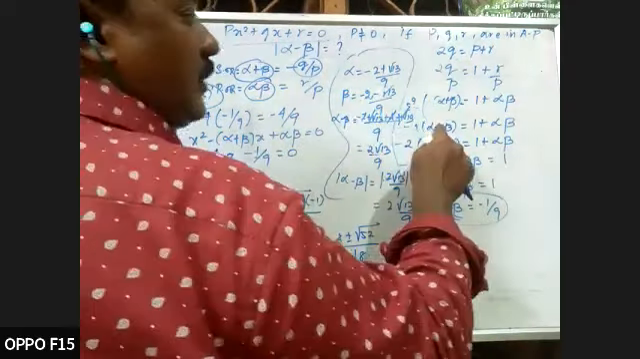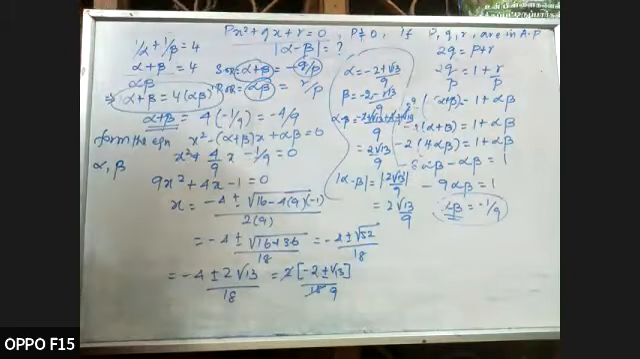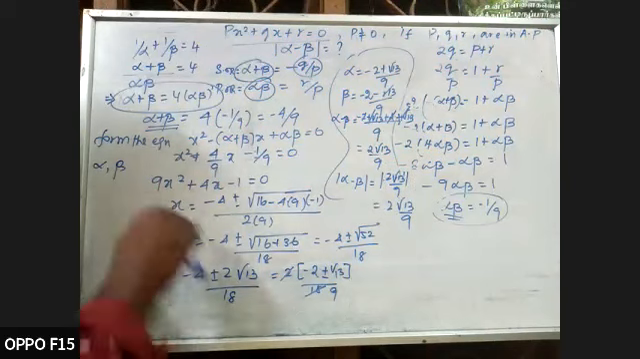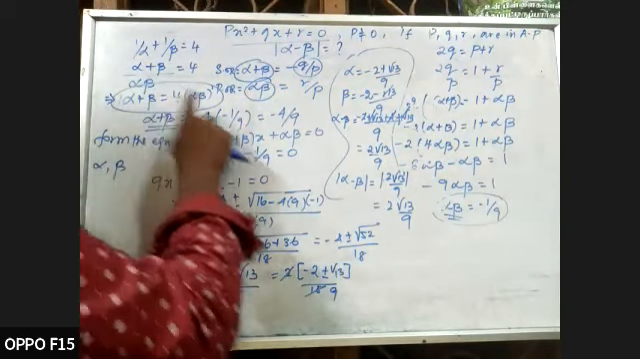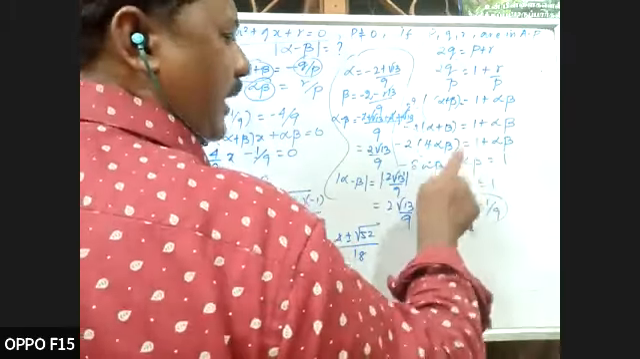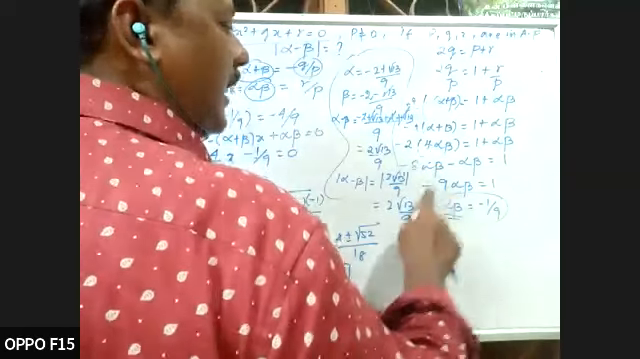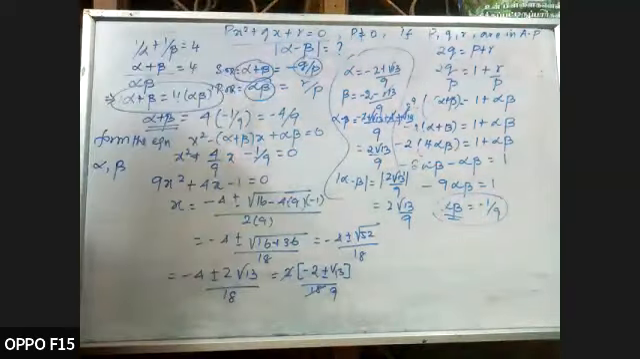Substituting the values: minus 2 times alpha plus beta equals 1 plus alpha beta. You can write alpha plus beta as 4 times alpha beta, so we get minus 8 alpha beta. Alpha beta moves across: minus 8 alpha beta minus alpha beta equals 1, so minus 9 alpha beta equals 1. Your alpha beta is equal to minus 1 by 9.